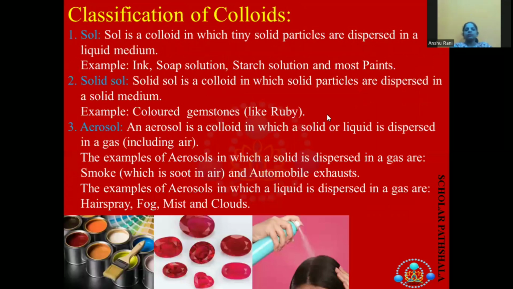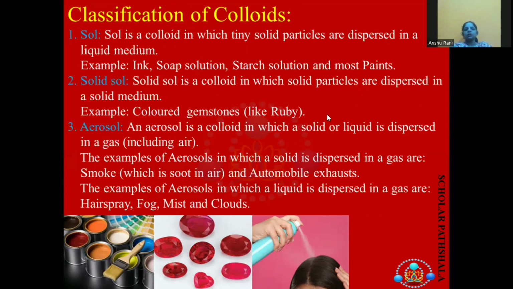Then we have classification of colloids. These can be of different types. We have sol. Sol is a colloid in which tiny solid particles are dispersed in a liquid medium, like ink, soap solution, starch solution, and most of the paints.